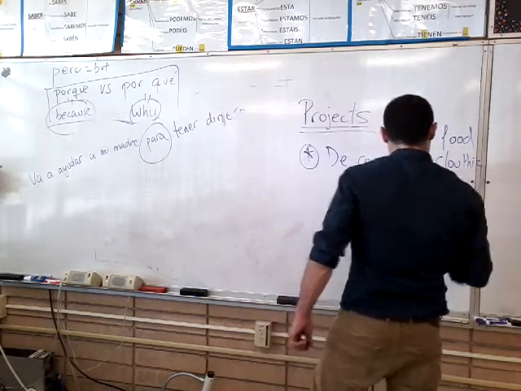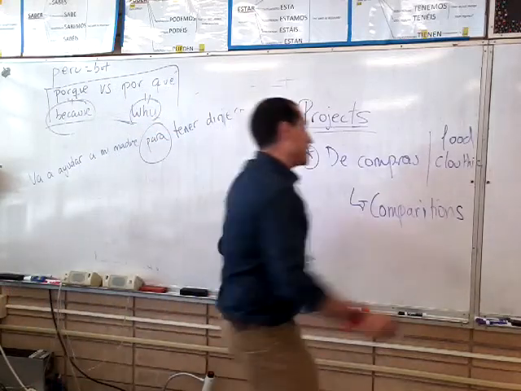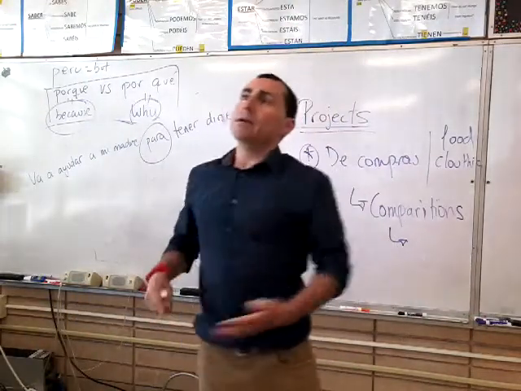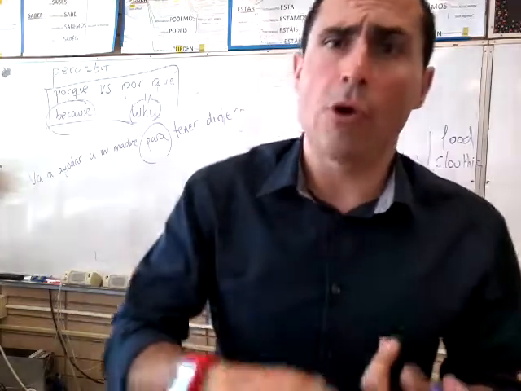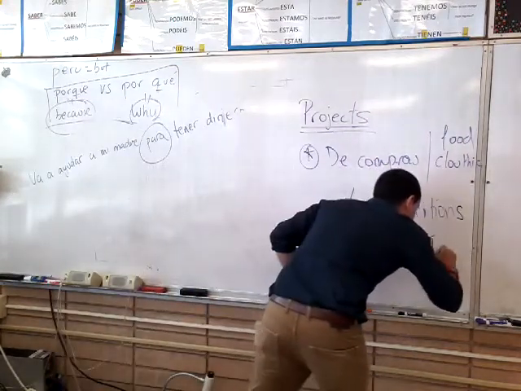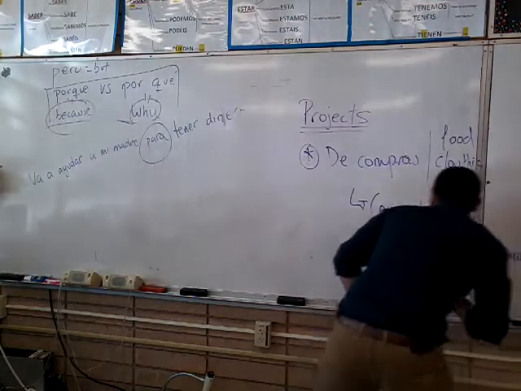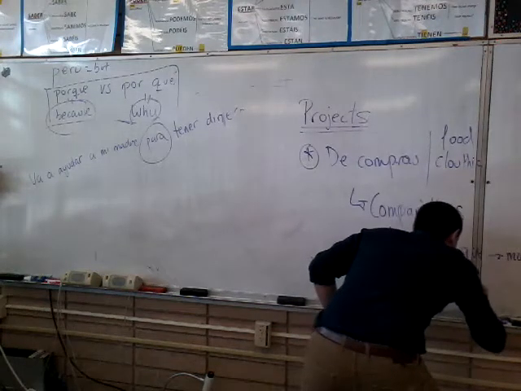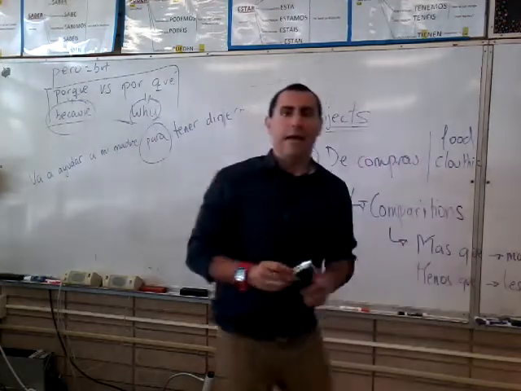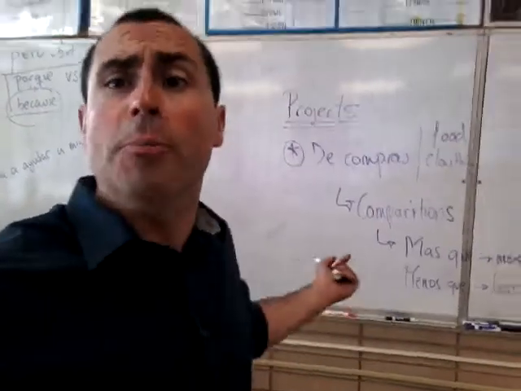Comparison. Okay, yes, it's correct. Vale. So what is this? More than, more expensive than, the same as: más que, menos que, lo mismo, el mismo. This is grammar, and for sure más que is more than, menos que is less than. As you can see, here there is que. Que is a word that is everywhere, but in this case it's comparisons.